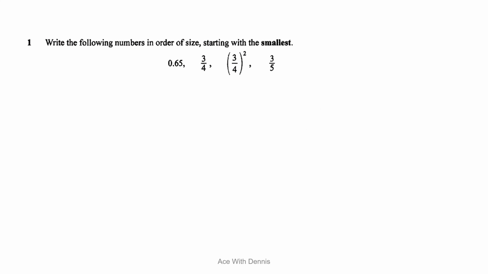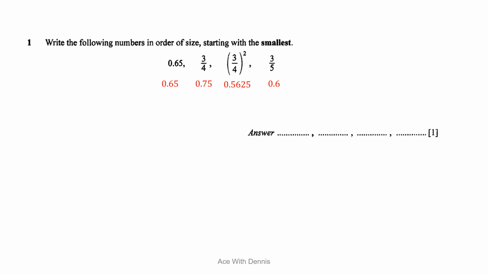Question 1. Write the following numbers in order of size starting with the smallest. 1 mark. In order to compare the values of these numbers, the very first thing is you can convert all the numbers to decimal numbers so that it is easier to compare. So the first one 0.65, the second one 3/4, which is 0.75. The third one (3/4) squared, we get 0.5625. The last one 3/5 will be 0.6.